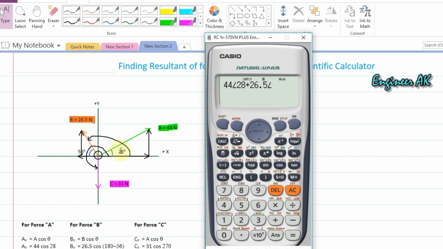I told you to take the angle that this force is making with the positive x-axis, so it is making 180 minus 56, right? Then plus this has a magnitude of 31, and it is making an angle of 270 that I have drawn here, 270 with the positive x-axis. So these are the forces that we found before.